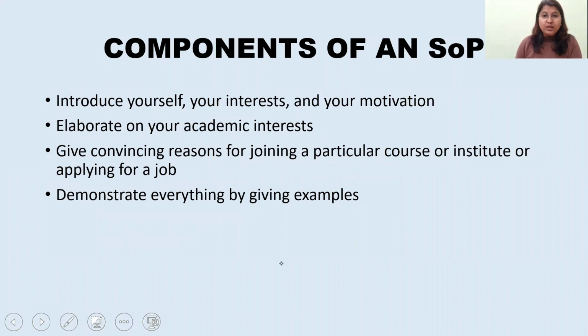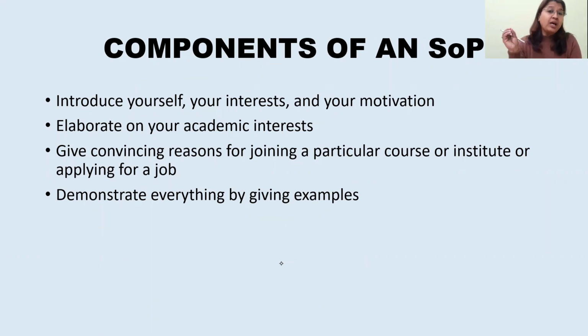And in an SOP, you are supposed to first introduce yourself, then talk about your interest and your motivation, because these are the reasons that you are willing to join that particular course or the college or that job. Then elaborate on your academic interest. Of course, I should have written qualification or achievements also here. Then give convincing reasons for joining a particular course or institute or applying for a job. Demonstrate everything by giving examples.